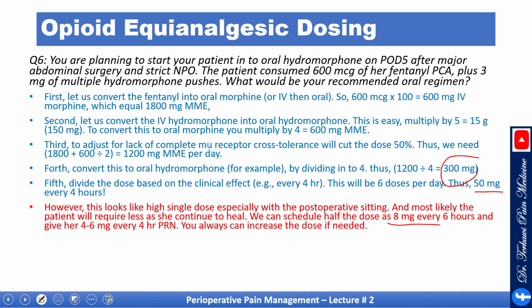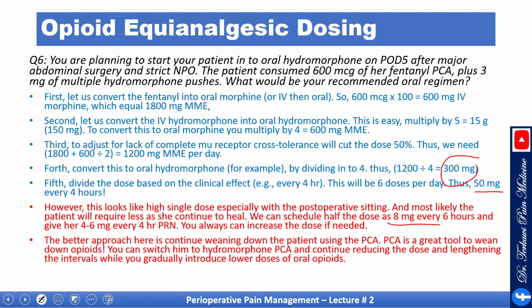So what we're going to do, again, is take a better approach here to continue weaning down this patient on PCA. Why not? PCA is a great tool to wean down opioids. You can switch her to hydromorphone PCA and continue reducing the dose and the length of lockout, and gradually wean down, right? While introducing some oral opioids. That's how I'm going to do it.